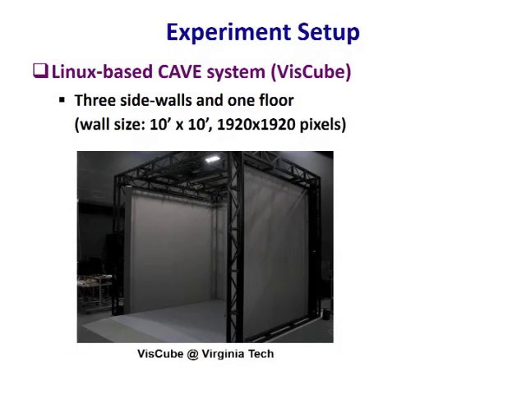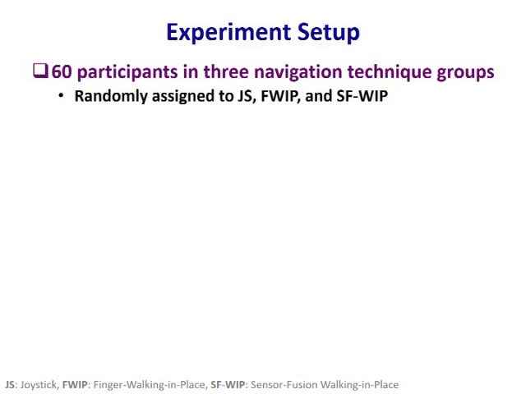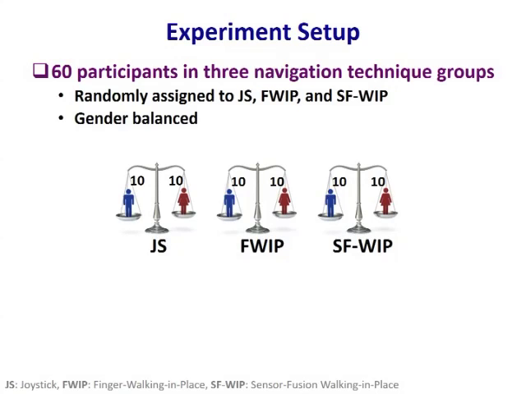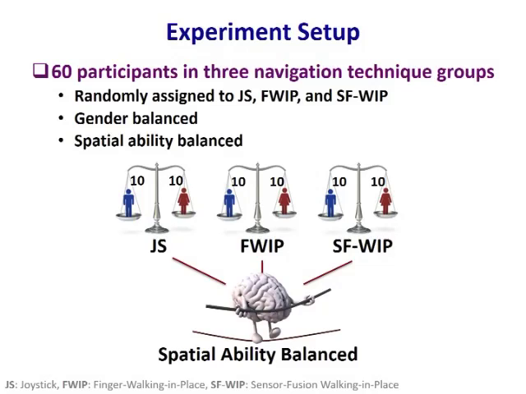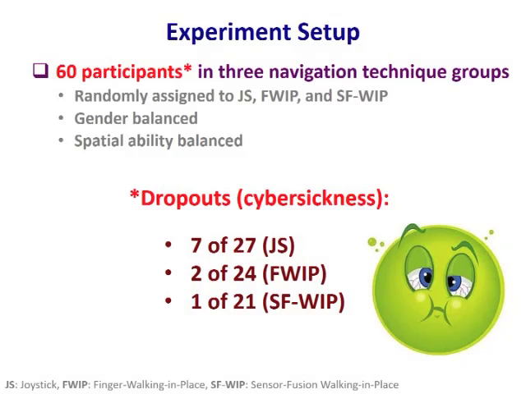As a VR system platform for the evaluation study, we used a 3-side wall and 1-floor CAVE system at Virginia Tech. We used 60 participants who completed all the experimental tasks. We assigned them to one of 3 navigation technique groups. We also made sure that each group is gender balanced, and all 3 groups are spatial ability balanced. We actually recruited more than 60 participants because there were some dropouts from each navigation technique group, mostly due to simulator sickness. I will revisit this issue later.